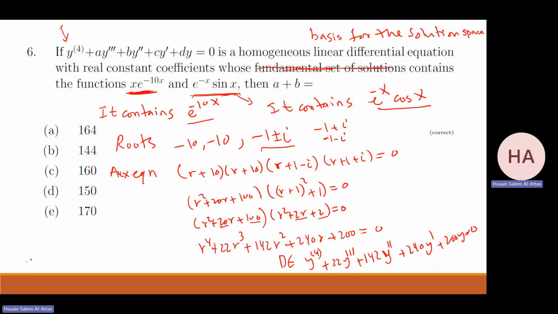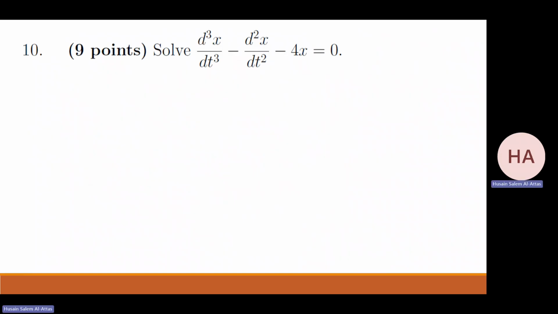Now, what will be A and what will be B? A is the coefficient of the third derivative, so that will be A, and that will be B. So A plus B will be 22 plus 142. That will be 164, which is this. Solve this. So you have the auxiliary equation, r cubed minus r squared minus 4 is equal to 0.